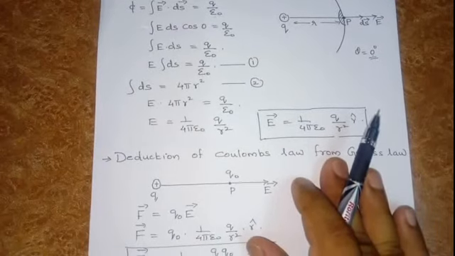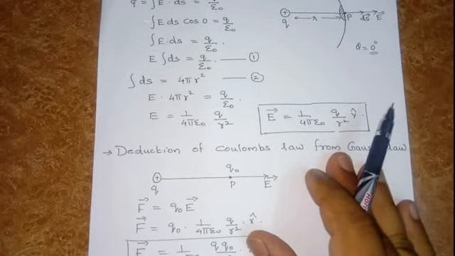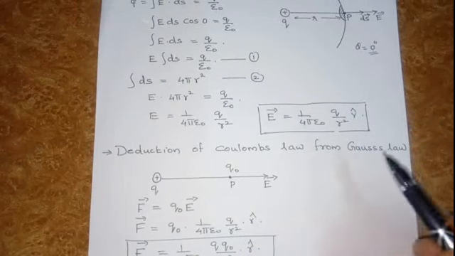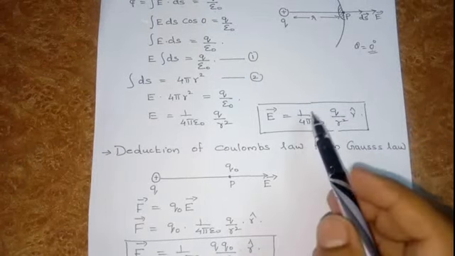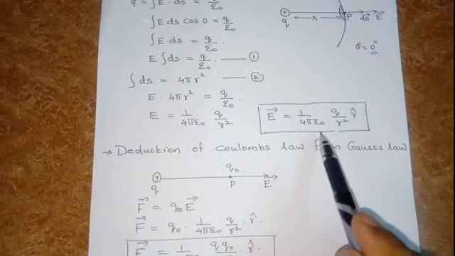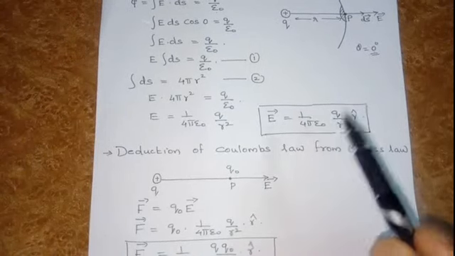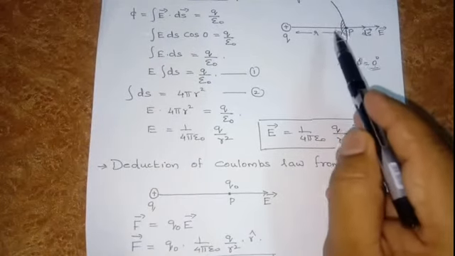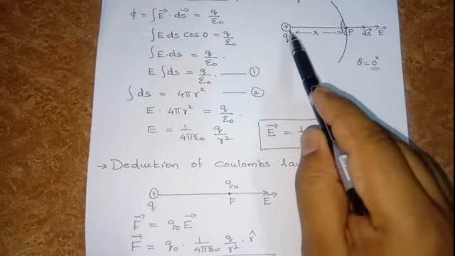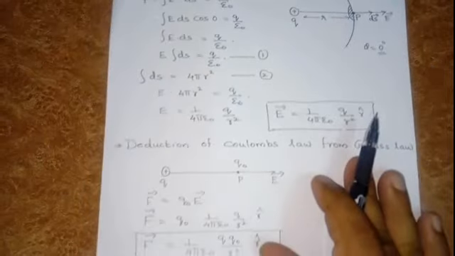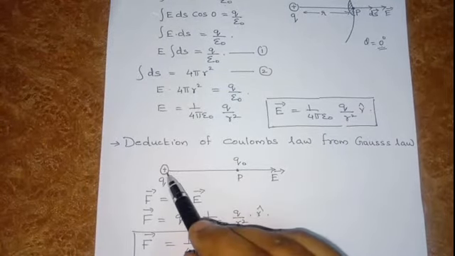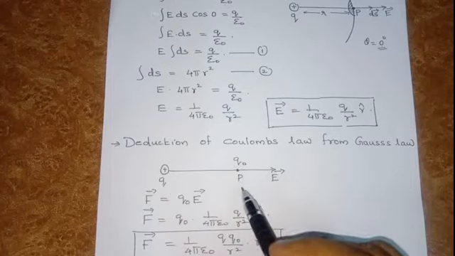Now sometimes questions may come like this also. Deduce Coulomb's law from Gauss's theorem. If the question comes like this, the steps remain same up to this particular point. So up to this particular point, what we calculated is electric field at this point P due to this particular charge. So we already calculated electric field at this point P due to this particular charge by applying Gauss's theorem.